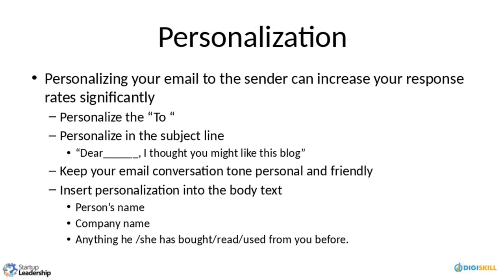So you can insert personalization: body text, the person's name, the company's name, and anything that he has bought, read, or used before from you. So that's the first level of ensuring that your email actually starts performing. These are all performing ways, but you can make your email perform better than what it used to do before.